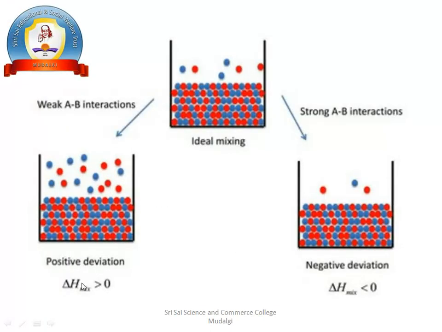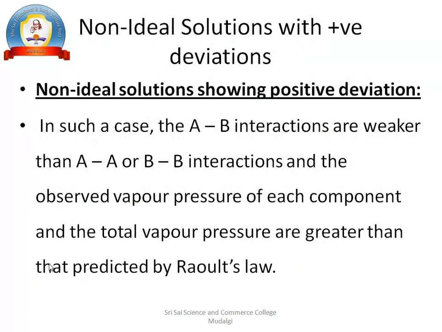Now, positive deviation you can see here. Here the concept is that the interaction of AB will be weaker when compared to that of the individual solute and solvent interaction. So that results in the formation of positive deviation, right? Now, the observed vapor pressure of each component and the total vapor pressure are greater than that predicted by Raoult's law.